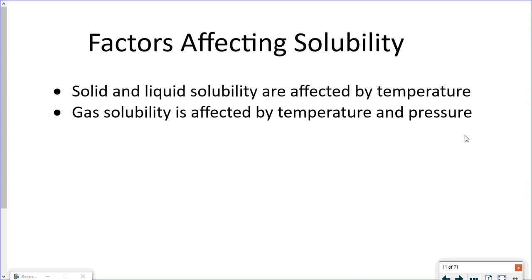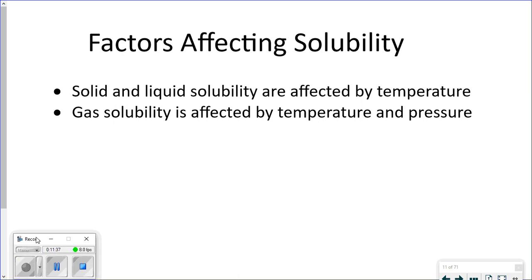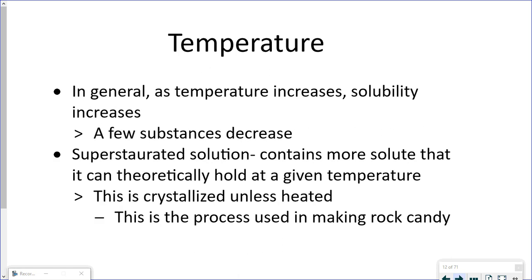The factors that affect solubility: for solids and liquids dissolving, solubility is affected only by temperature, whereas gas solubility is affected by temperature and pressure. So the only one that's going to be affected by pressure is gases only. With temperature, generally as temperature increases, solubility also increases. There are only a few substances that will decrease, and most of these you'll notice will be gases.